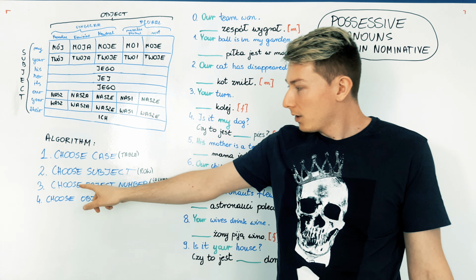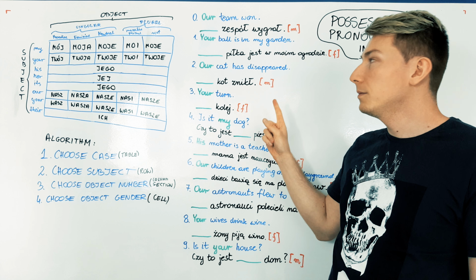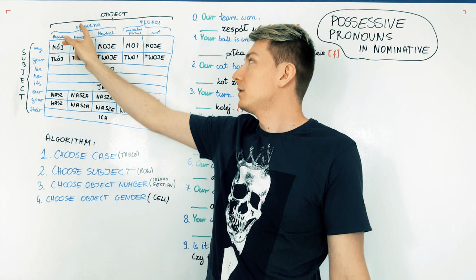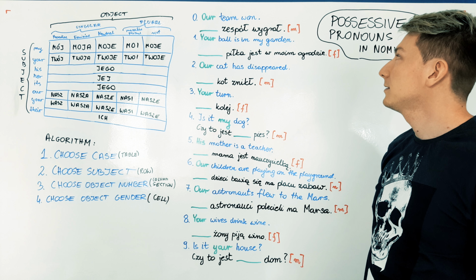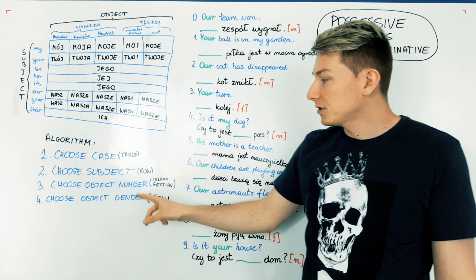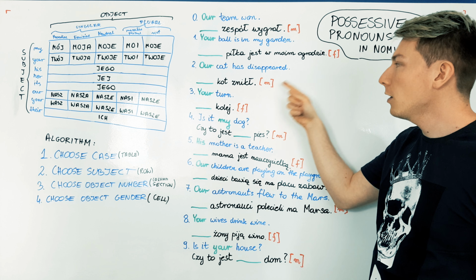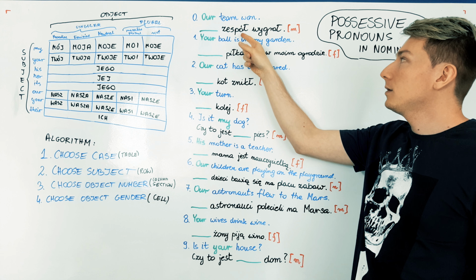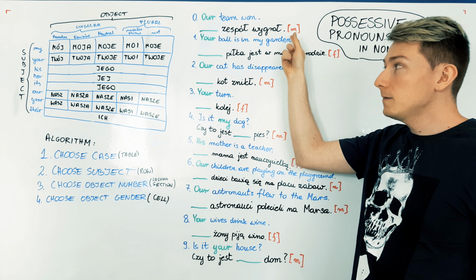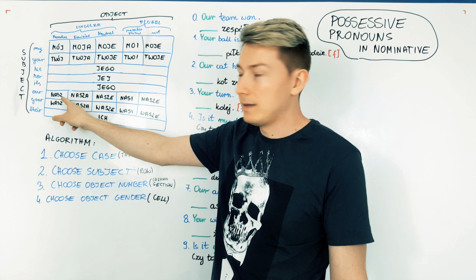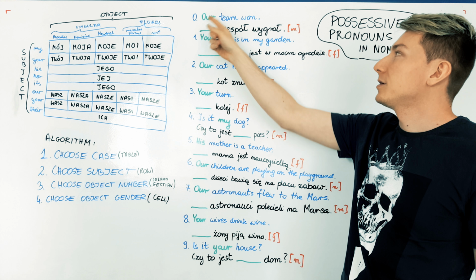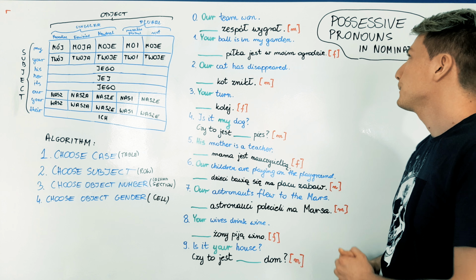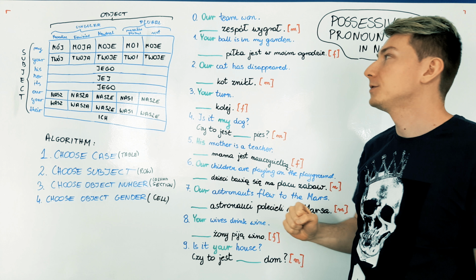Now the third step. Choose object number. Team is one team, so we choose the left part of the table, singular. Okay? And the last step, choose object gender. I've written here in red color what the genders of these nouns are. So as you can see, zespół in Polish language is masculine, so we choose this cell, nasz. Our team won, nasz zespół wygrał. And that's it. Let's try the second example together.